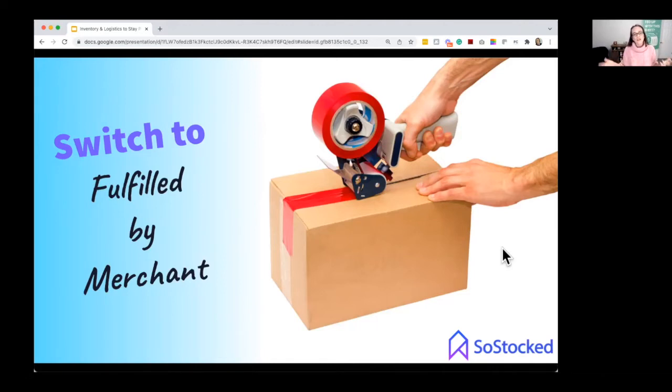Even if you don't plan on using it very often, it's something to have, because fulfilled by merchant sales, FBM sales, count towards restock limits. Amazon is counting any sales that come through as contributing towards restock limits. So it's a way to continue to have your sales be boosted, even if you can't get your inventory into Amazon on time. You have this extra inventory to keep your restock limits from crashing.